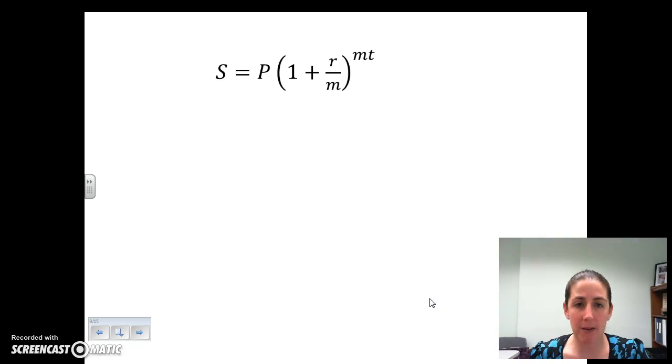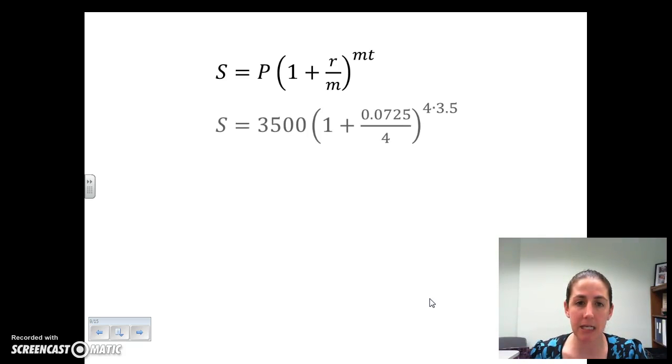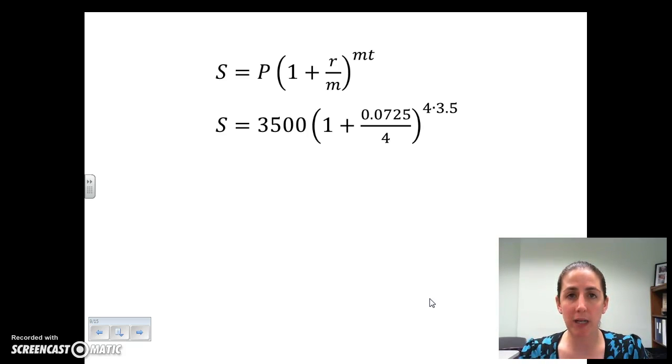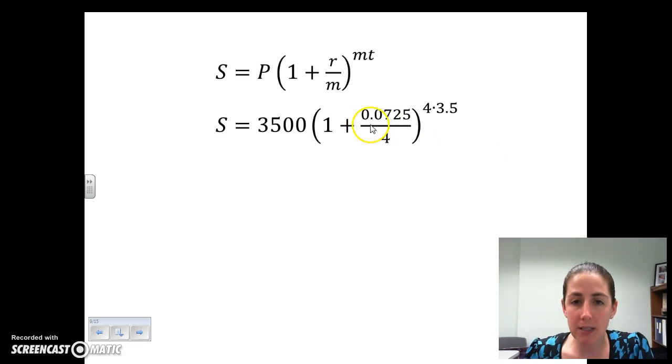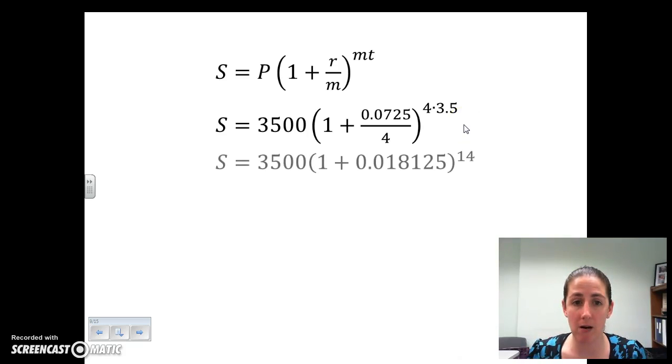S equals P times 1 plus R over M to the MT. Plug in our knowns. Now again, we want to do any simplifications we can in our calculator before trying to do one big calculation. So I'm going to take this 0.0725 divided by 4 and figure this out. I'm also going to do the 4 times 3.5. The less you put in your calculator at one time, the less room you have for error.